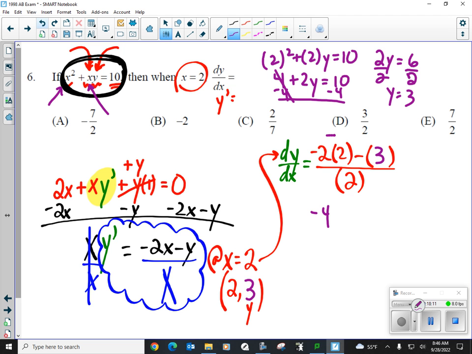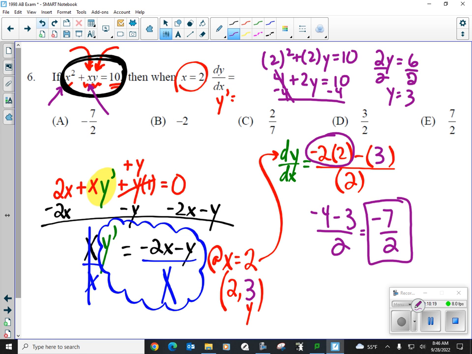So if y is 3, negative 4 is what I get here, minus 3, all over 2. Negative 7 over 2. That was a decent amount of work for a multiple choice question. Negative 7 over 2, choice A.